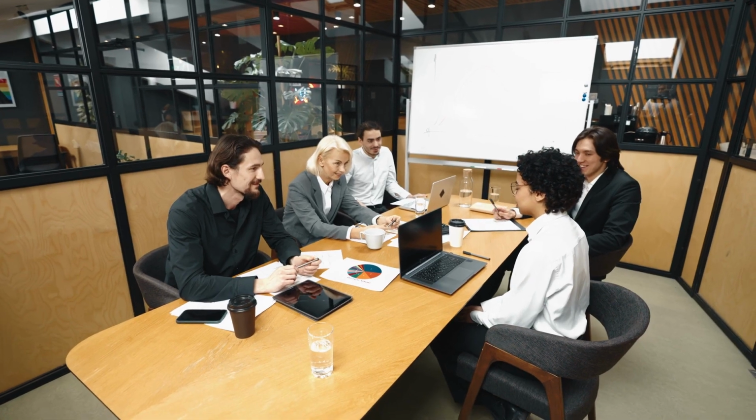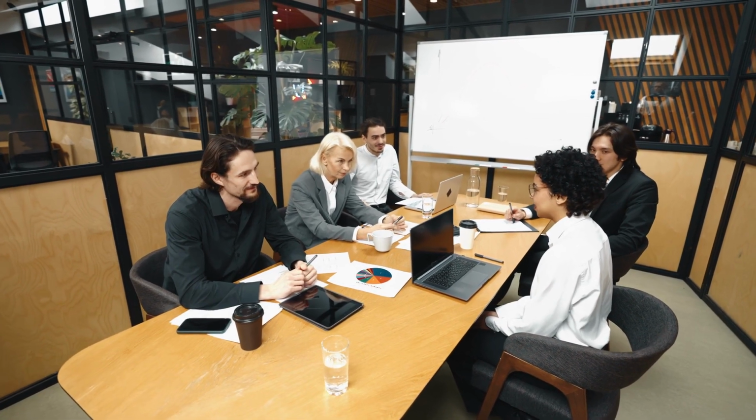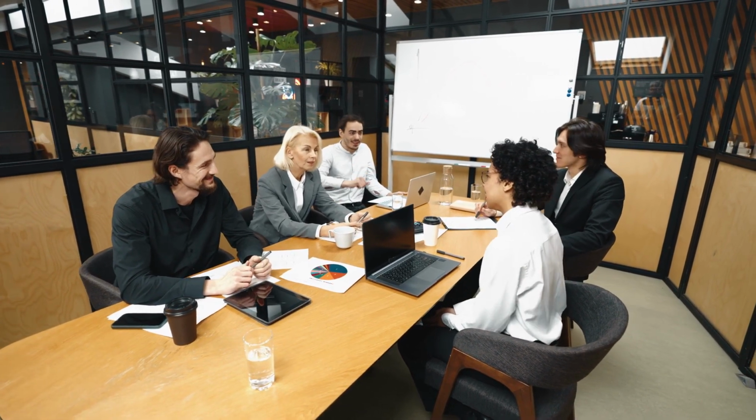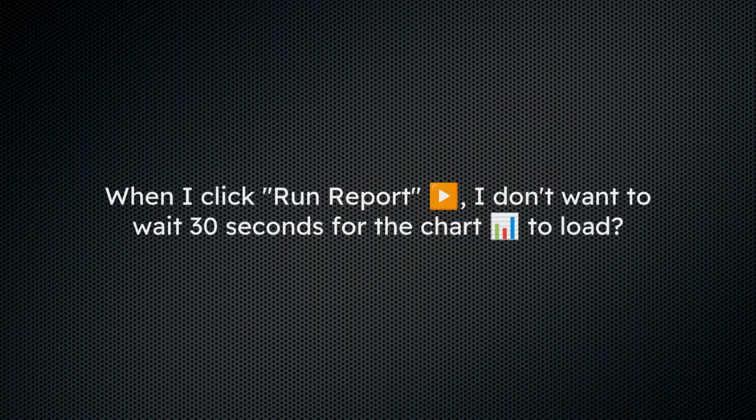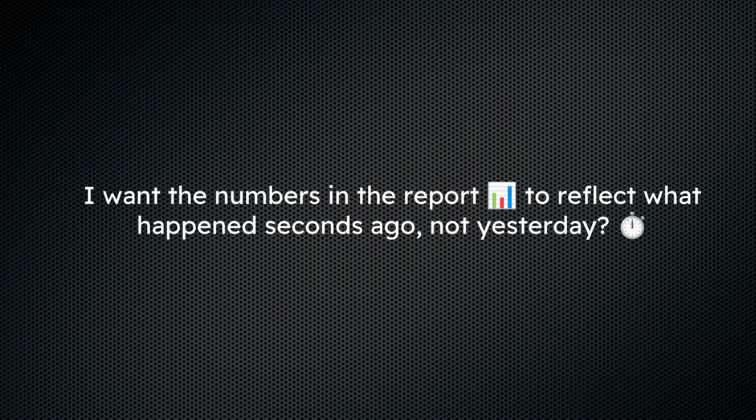Imagine a stakeholder comes to you and says, "Our data warehouse is too slow. We need it to be faster." That sounds reasonable, but it's actually ambiguous. Do they mean, when I click Run Report, I don't want to wait 30 seconds for the chart to load? Or do they mean, I want the numbers in the report to reflect what happened seconds ago, not yesterday? Both problems involve speed, but they're completely different engineering problems. And confusing them is one of the most common sources of frustration between business users and data engineers.